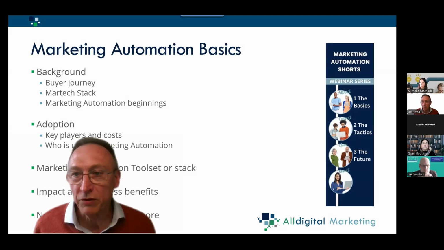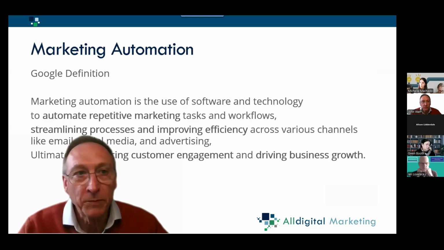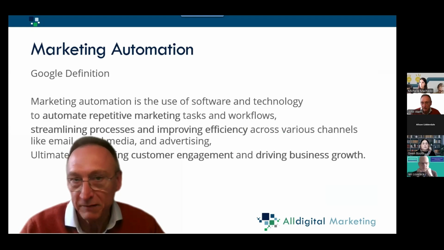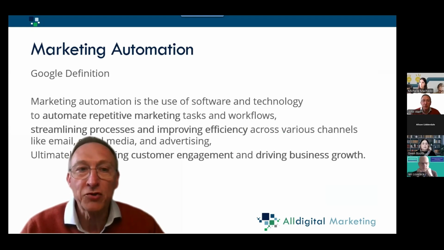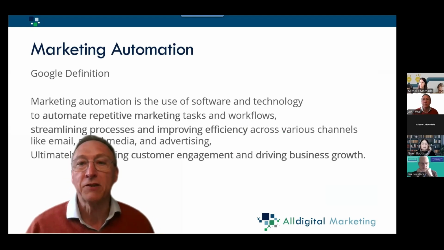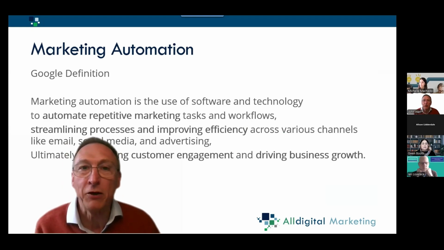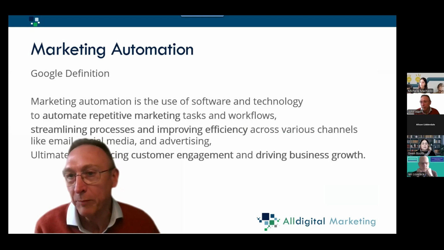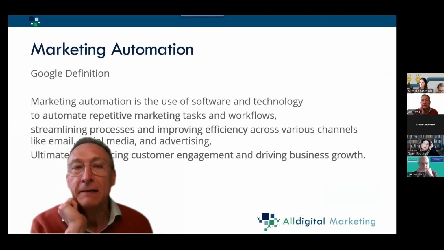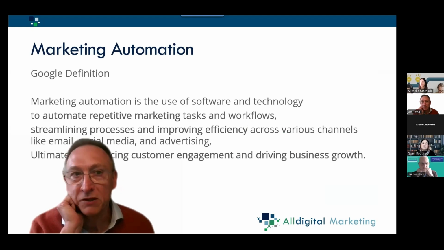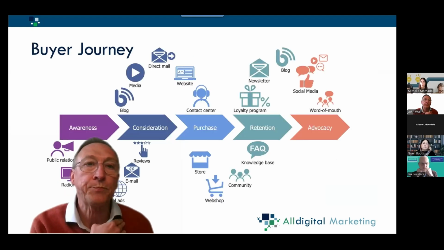So I'm going to try and whiz through these things fairly swiftly. It means I can only be brief on the topics, and we'll make time at the end if people want to ask questions. Marketing automation, if we look at the Google definition, basically talks about automating repetitive marketing tasks, streamlining processes, enhancing customer engagement and driving business. What it doesn't really do is help you understand who implements it, how they implement it, and why they implement it. So I'm going to try and cover some of those elements as we go through this presentation.